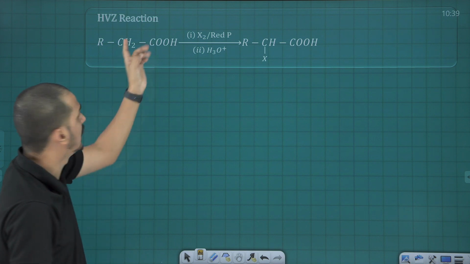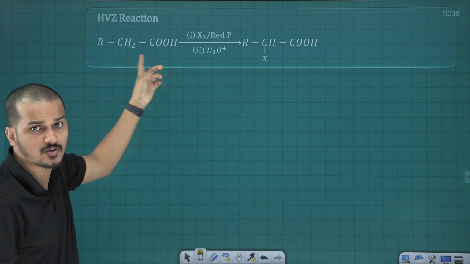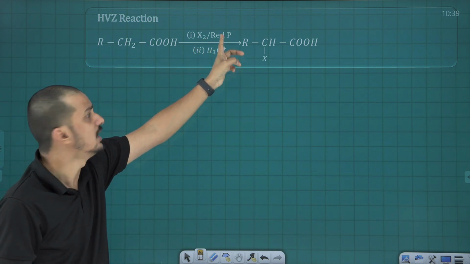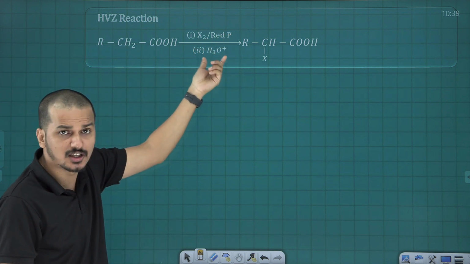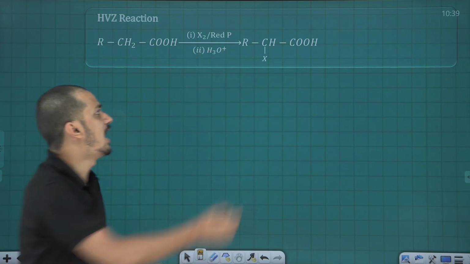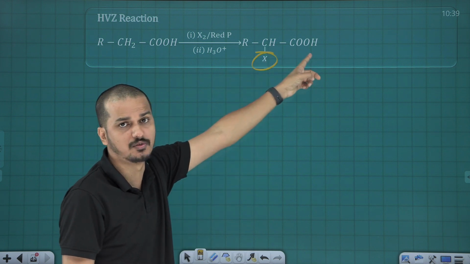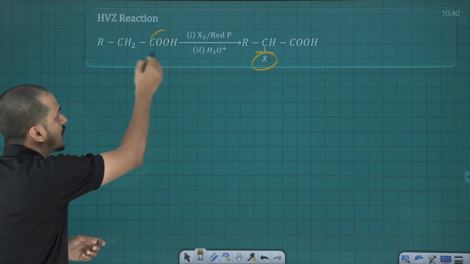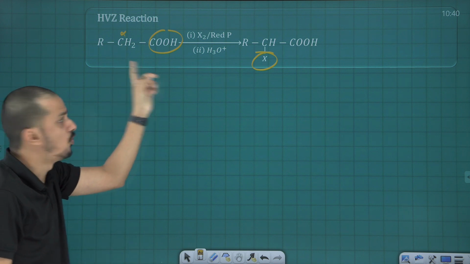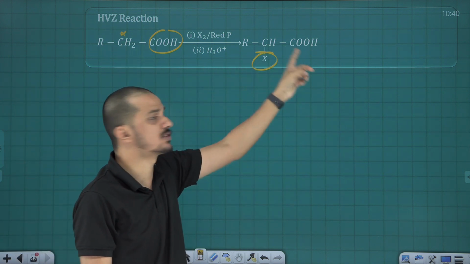Next again, the HVZ reaction, the last reaction, a very important reaction. You are having a carboxylic acid. Once you are treating with halogen, chlorine as well as bromine, in presence of red phosphorus and H3O plus, I mean that is acid hydrolysis, you will get an alpha halogenated carboxylic acid. This is the functional group. That attached carbon is alpha carbon. There, instead of one hydrogen, one halogen will be substituted. So you will get an alpha halogenated carboxylic acid.